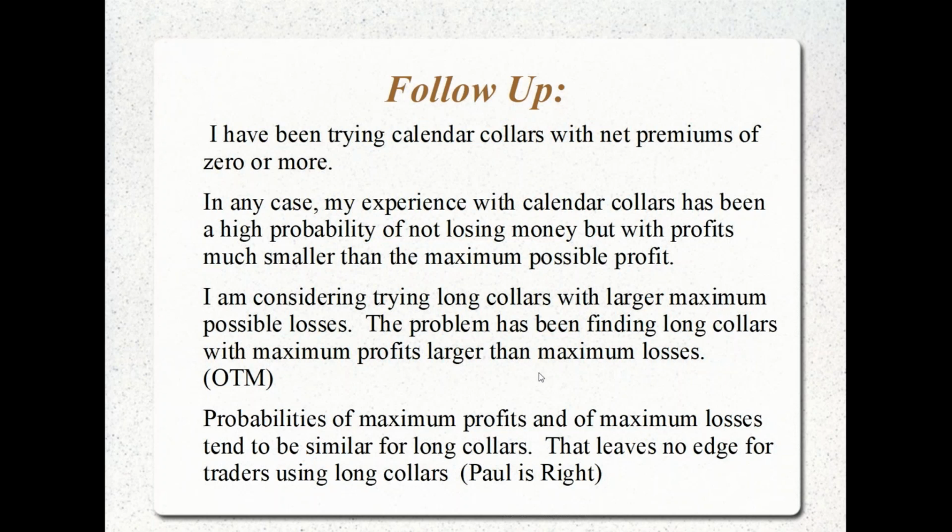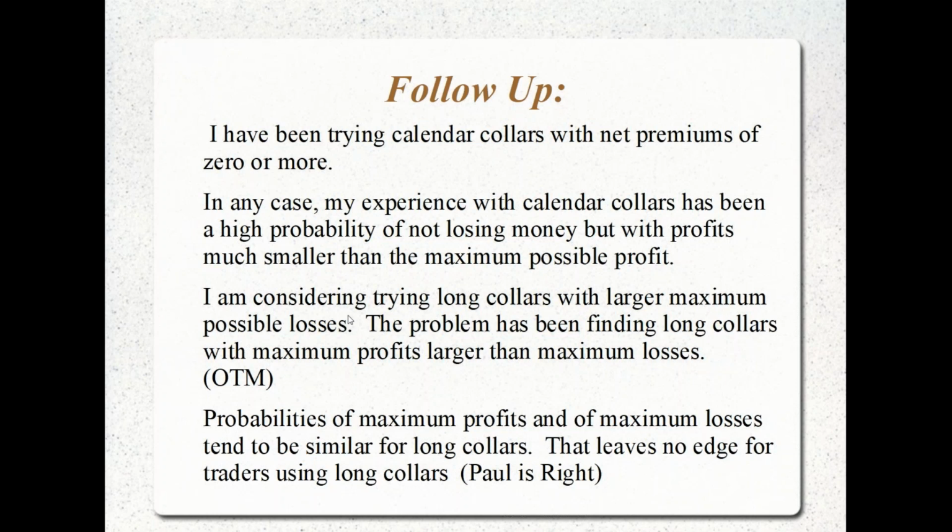And then finally, probabilities of maximum profits and of maximum losses tend to be similar. That's true. This leaves no edge for traders using collars, meaning that you have to be right more often than wrong. And that is correct, in the sense that in past webinars, you've probably heard me say that I do use collars in my personal portfolio. Standard collars, same expiration. I've had the benefit or the luck to be right about 67% of the time, which still makes that profitable in my account. I wouldn't have been profitable had I only been right 50% of the time. Okay, that's sort of the trade-off.